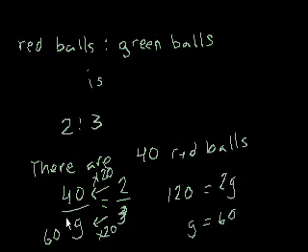A lot of you might actually find it more intuitive just to think about it. Well, if for every 2 red balls, there are 3 green balls, then if there are 40 red balls, then it makes sense that there would be 60 green balls, because for every 20, there would be 30. For every 40, there would be 60. I hope I'm not completely confusing you. Let me give you another example.